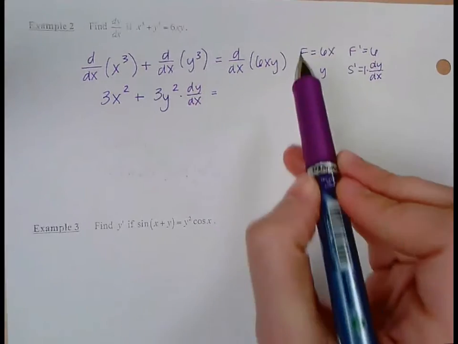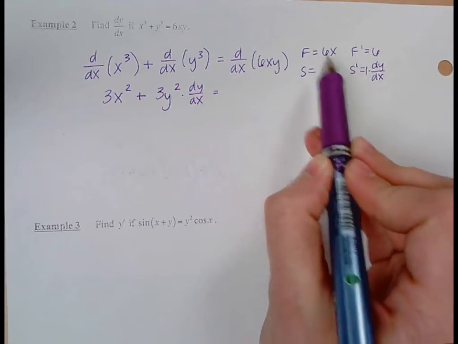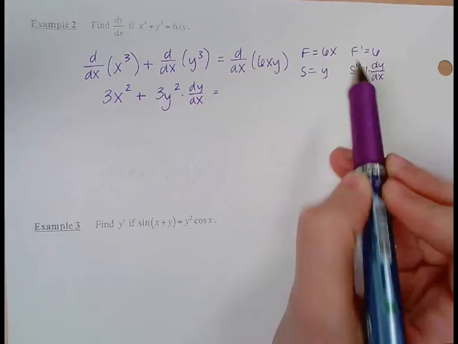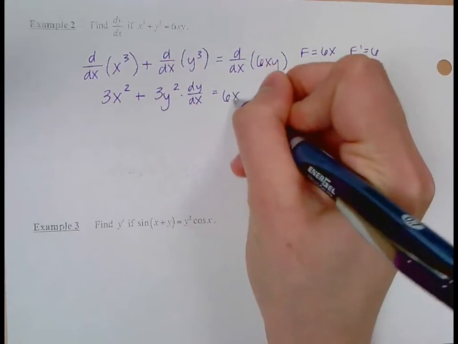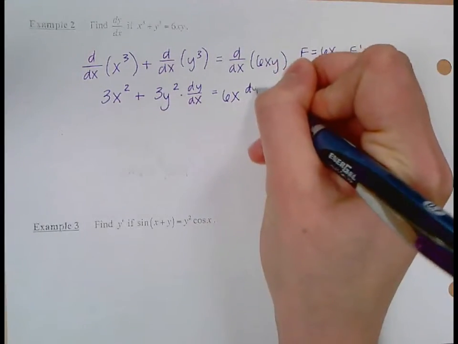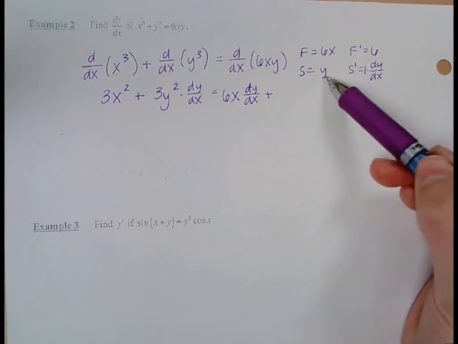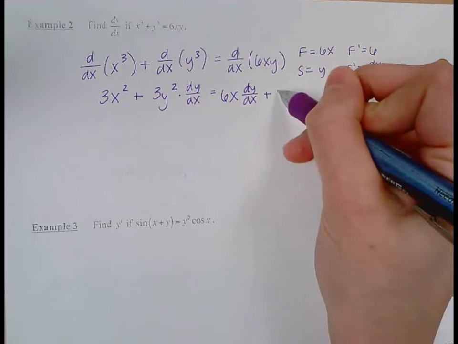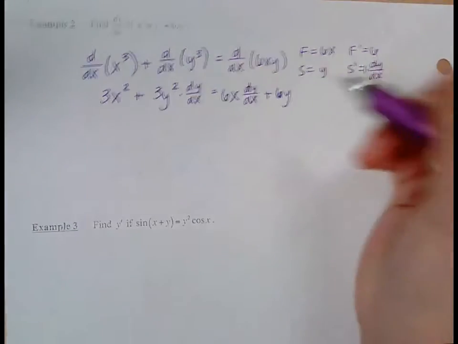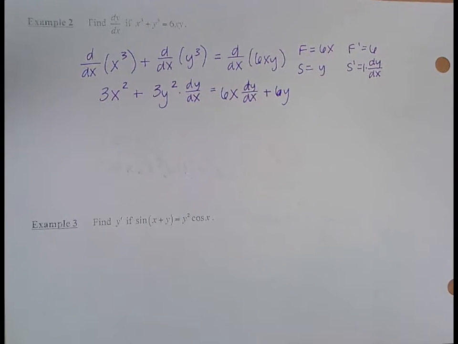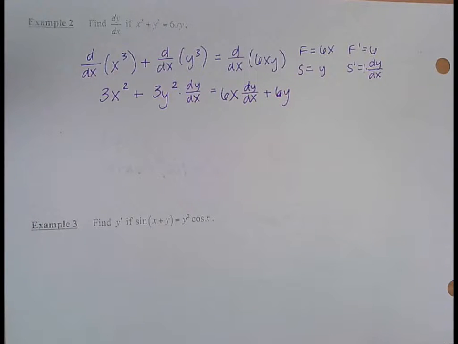Okay, so then with the product rule, first times second prime is going to end up being 6x dy dx plus second times first prime is 6y. Say that again.